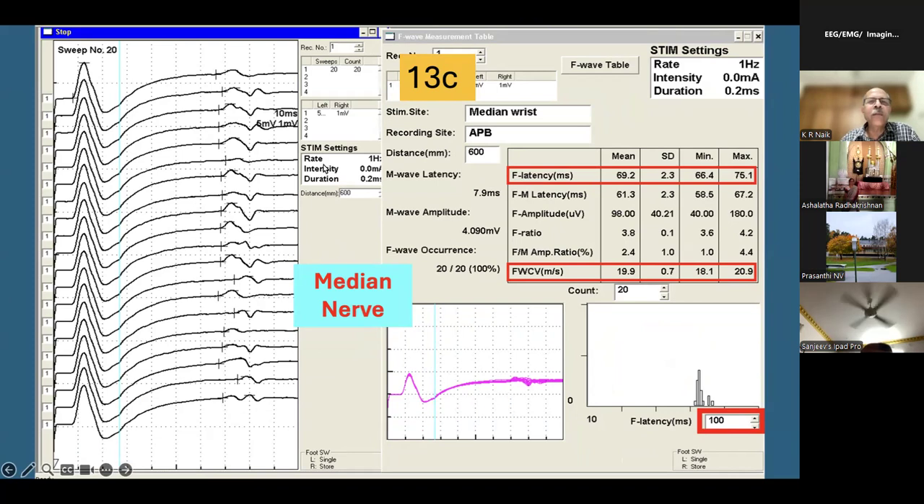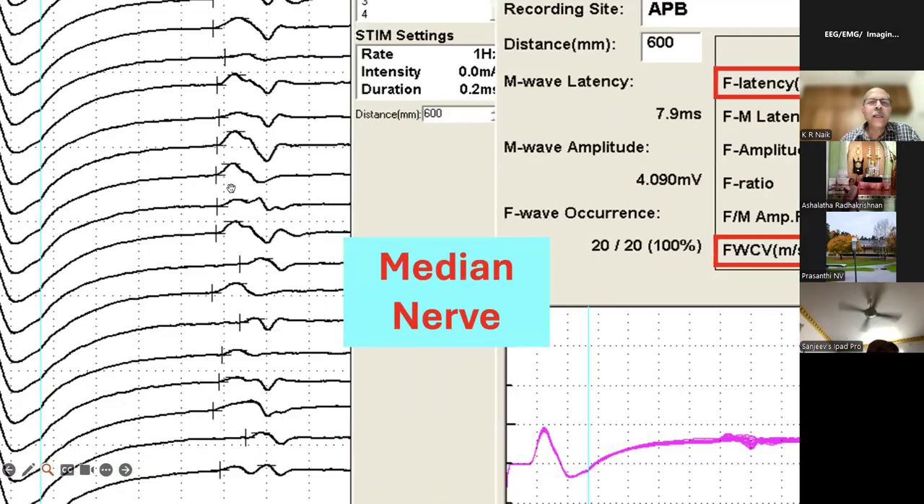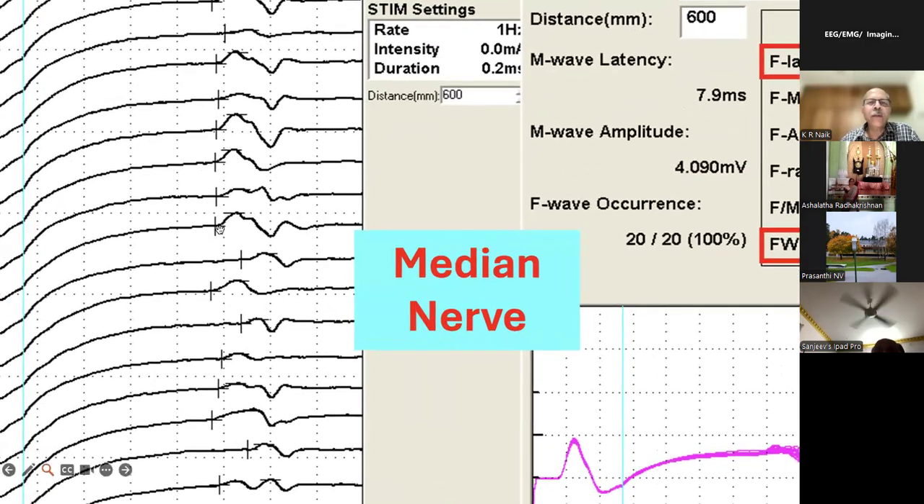Now, this is at 10 milliseconds per division. So 1, 2, 3, 4, 5. So the F wave is occurring between 60 and 70 milliseconds. And if you see here, they are occurring at different times. Some of them are occurring early, some relatively late, and some of them are occurring late.